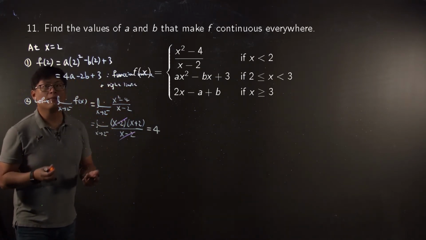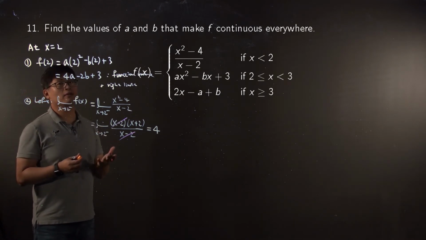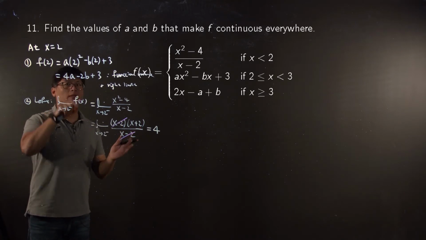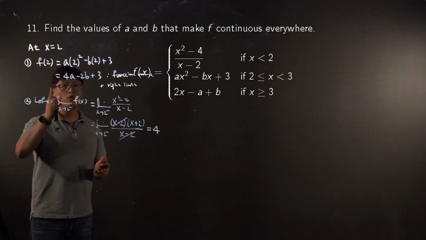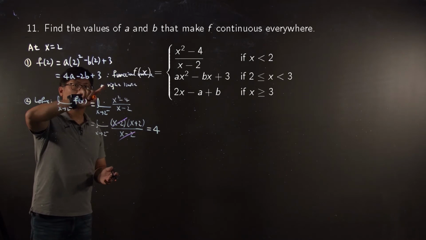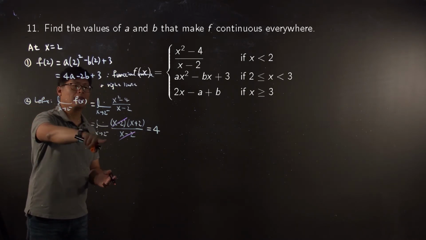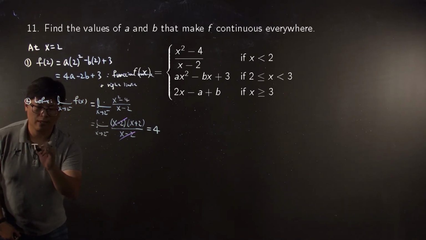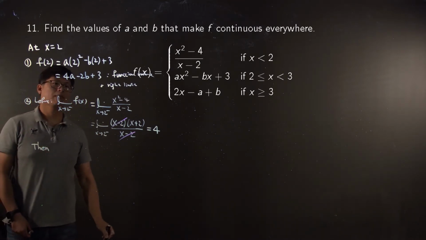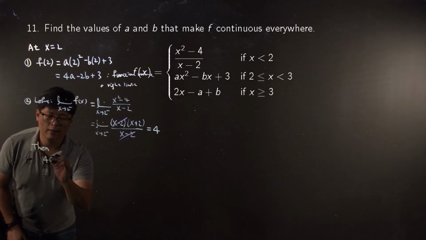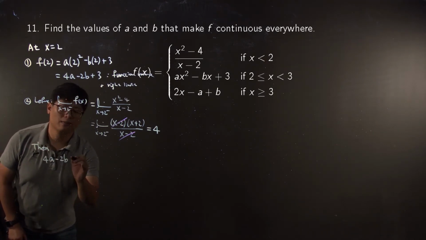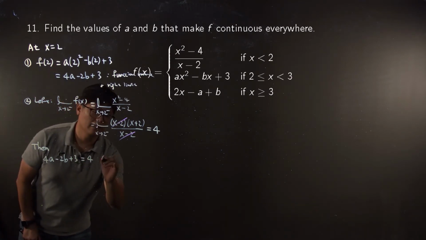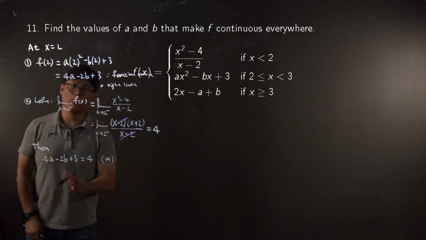Keep that in mind. We are not evaluating whether this is continuous or not, but we have to make it continuous everywhere, including this point, which means your function value, right limit, and left limit must be equal to each other. So then I can set up the first equation: 4a minus 2b plus 3 equal to 4. Let's call this the star equation. We're going to use this one later.